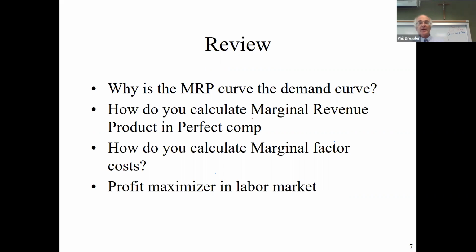How do you calculate MRP? In perfect competition, MRP equals NP times P. And in non-perfect competition, MRP is change in total revenue over change in inputs. And then the profit maximizer is MRP equals MRC or MFC. They're the same thing. MRP equals MRC or MFC. Okay.